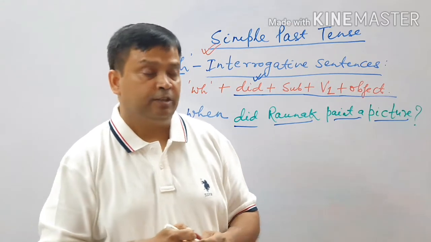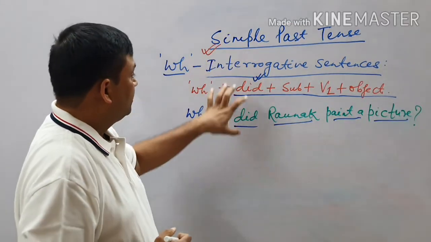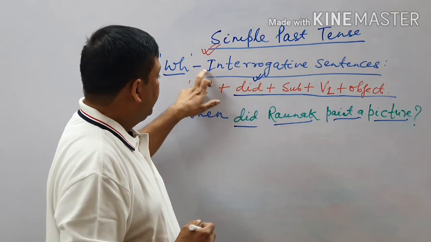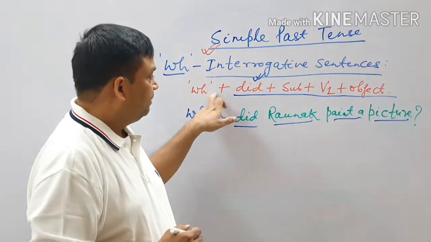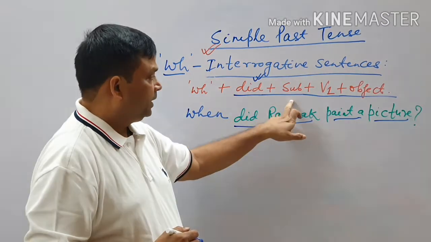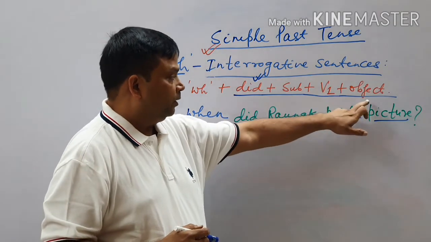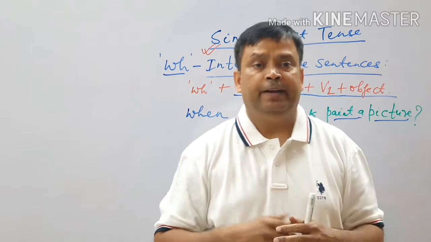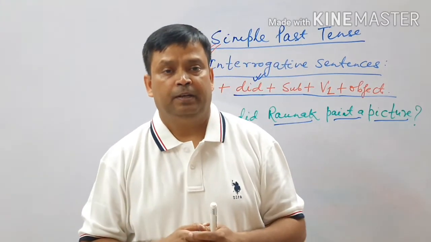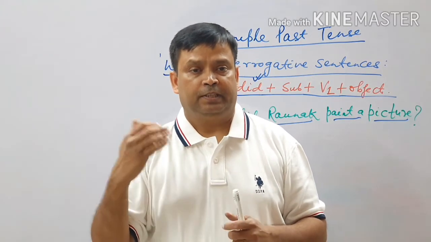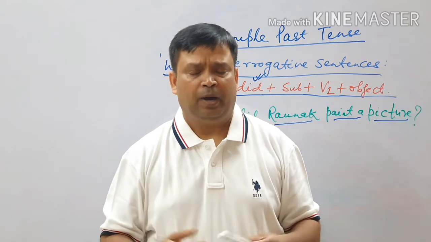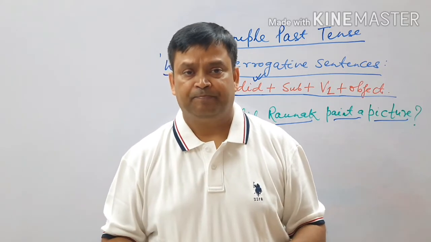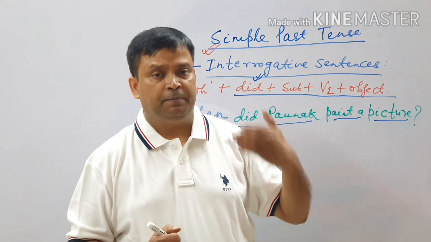So this is the structure of WH interrogative. First, put any WH word which you want, then put did with that, then the subject, then the first form of the verb, and then the object. For example, where did you go last summer? When did you come back from Mumbai? Where did you plan to visit Mumbai next? Any sentence you can make like this. So this is all about simple past tense.